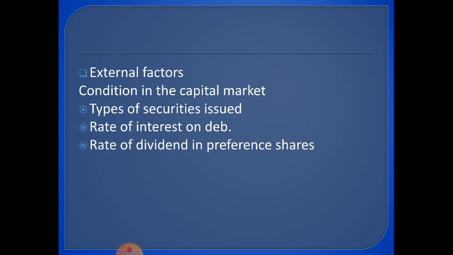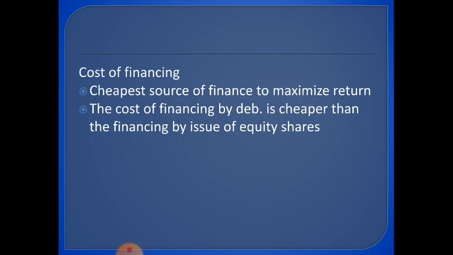Then the second one is cost of financing. It is the selection of the cheapest source of finance that will give maximum return. Generally, we can say that debt capital is the cheapest source of finance.